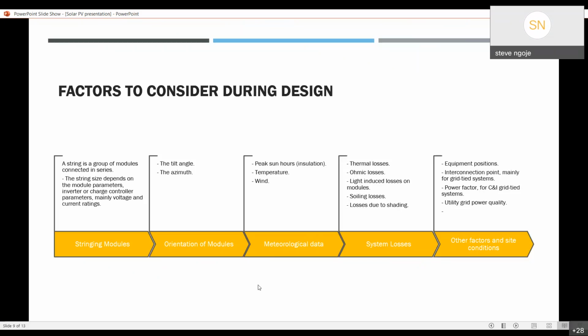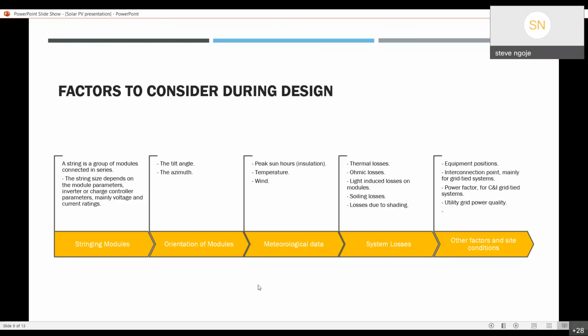Most of orientation of modules and meteorological data, these are things that help you when you're designing using software, for example PVSyst. It will import this data, and then for a given 7 years or so, it will use that data to calculate your expected solar performance within a year or something like that.